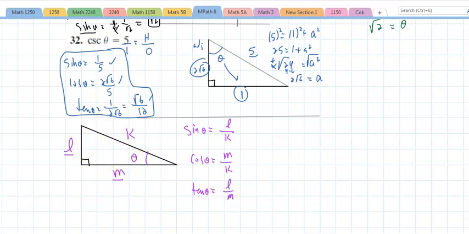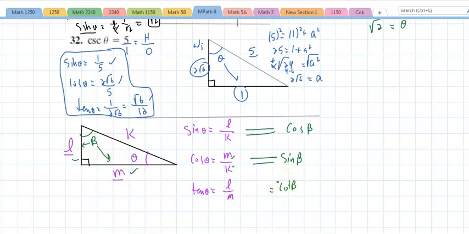Now notice what happens if I go in there and call this angle beta. When I say, what is the cosine of beta? Do you see that the cosine of beta is the adjacent over the hypotenuse? And do you see that the sine of beta is the opposite over the hypotenuse? And the cotan of beta, isn't that the opposite over the adjacent?